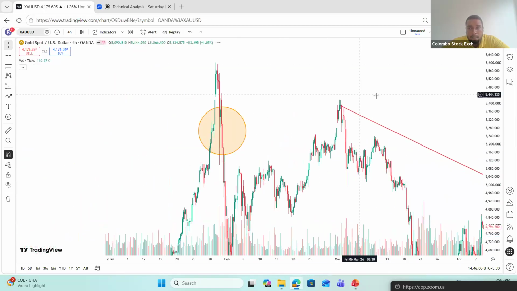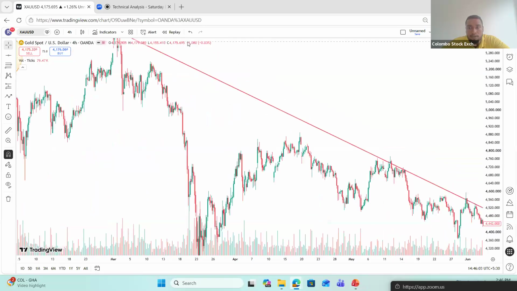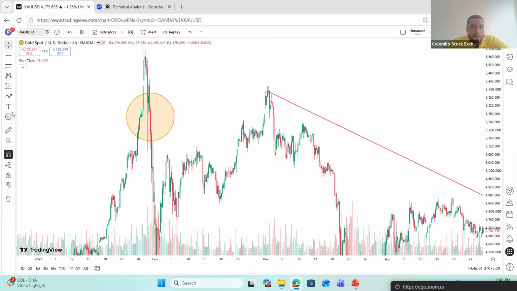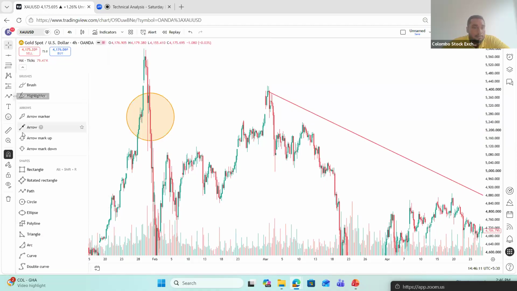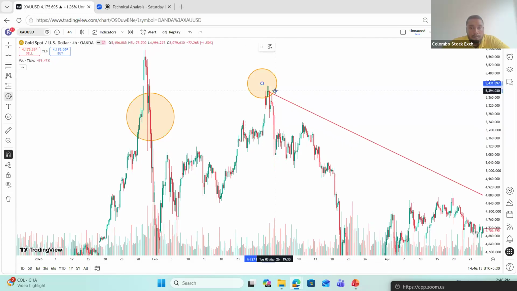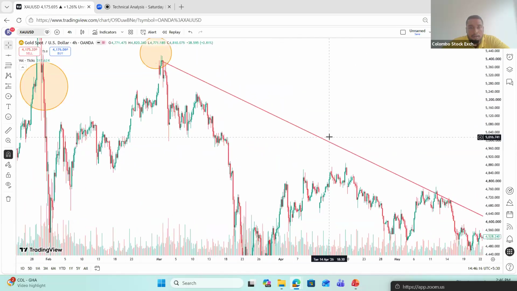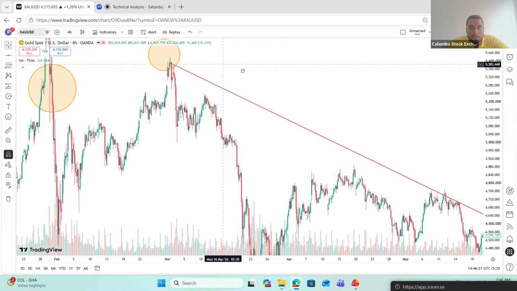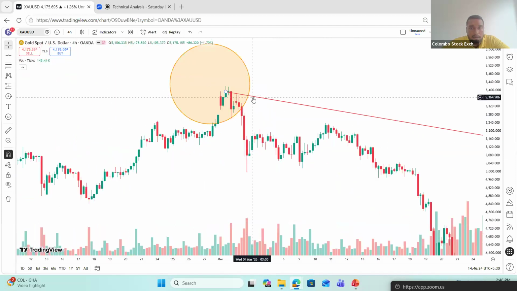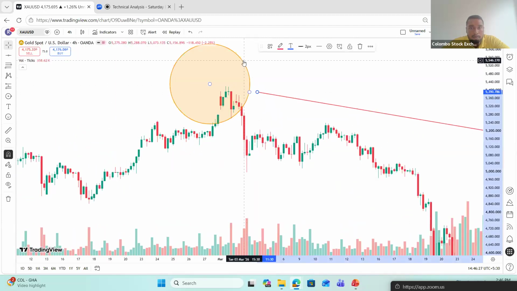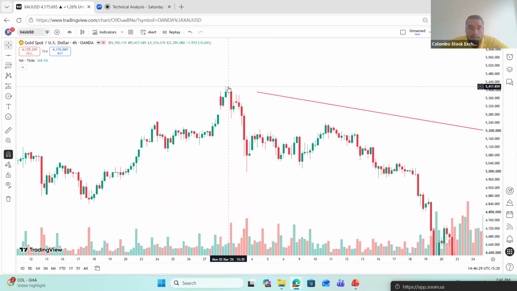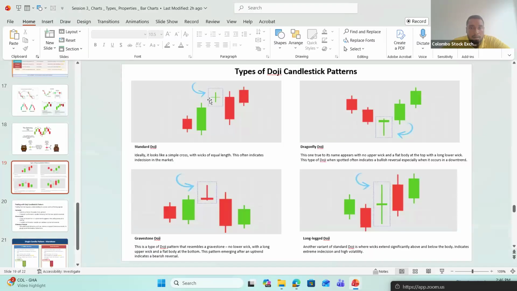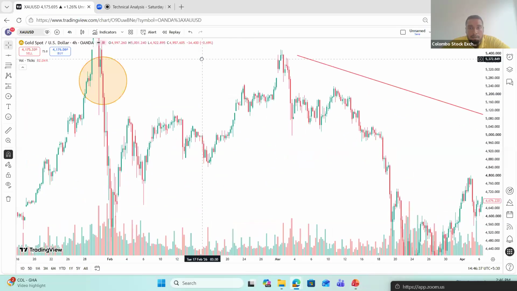Here you see, this is the starting point of the downtrend. The trend line I marked, this is the start of that trend line, and here you also see this doji, right? This candle is the standard doji, like this one, and that marks the trend reversal.